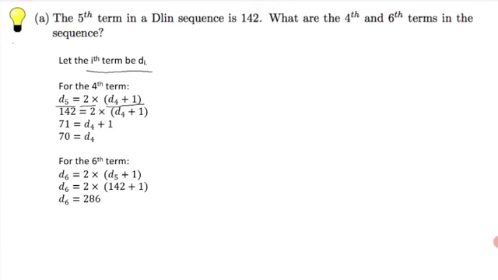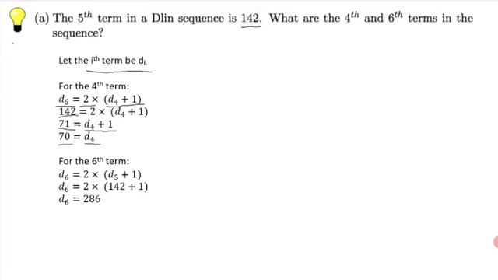Now we know that d5 is 142 as given in the question. So let's substitute 142 into this equation, and we'll get an equation in one variable, namely d4. So we have 142 equals 2 times quantity d4 plus 1. Now let's divide both sides by 2. We're left with 71 on the left, and on the right we have d4 plus 1. Finally, let's subtract 1 from both sides, leaving us with d4 equals 70.